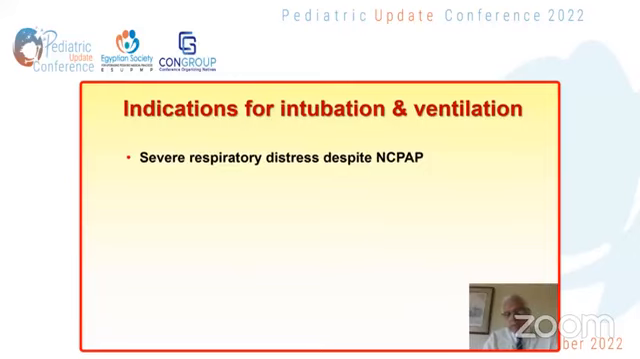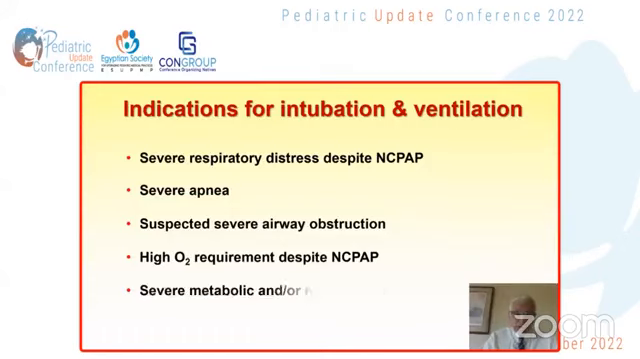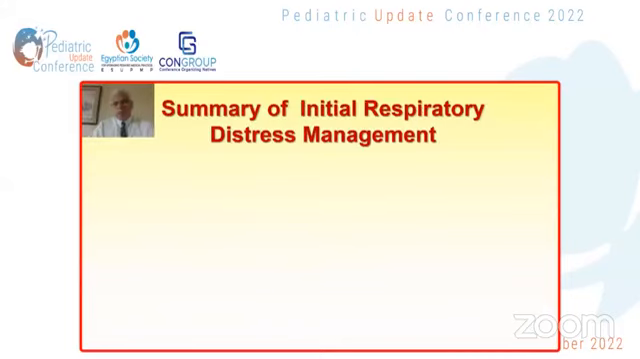When you have severe respiratory distress despite nasal CPAP, consider intubation. When you have a baby that has severe apneas on CPAP, consider intubation and ventilation. When you have suspected severe airway obstruction, when you are requiring very high oxygen on nasal CPAP, or when you have severe metabolic and/or respiratory acidosis, you should also consider intubation and ventilation. And also when you have congenital diaphragmatic hernia, that baby should be electively intubated.